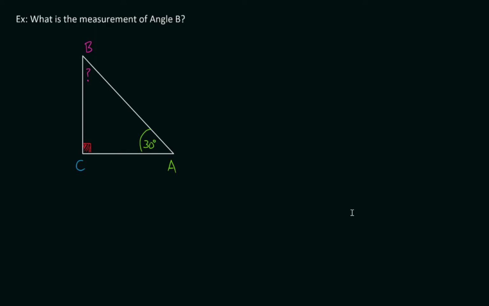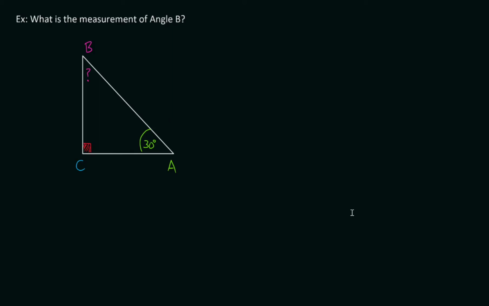So here's an example. It says, what is the measurement of angle B? As you can see, this is a right triangle. We are missing an angle. We have angle A, and we have some information on angle C, but they want to find out what angle B is. Now here we can use the triangle sum theorem. Because this is a triangle, it will always follow the triangle sum theorem, which says that if you add up all three, you should get 180 degrees.